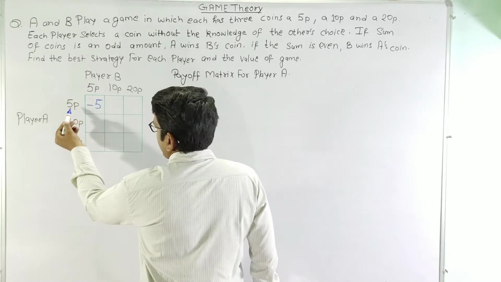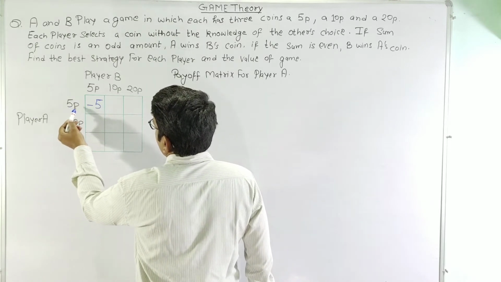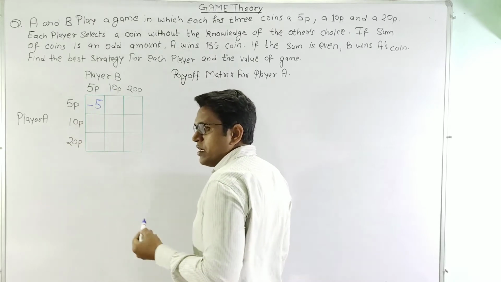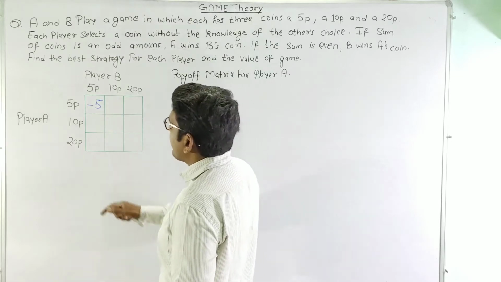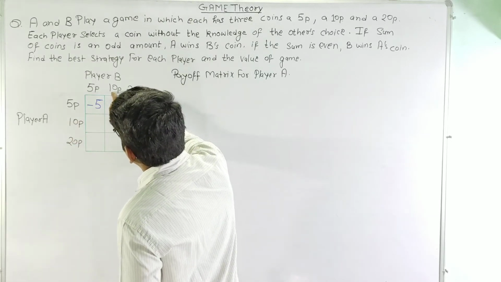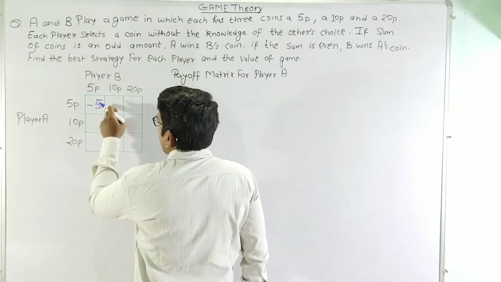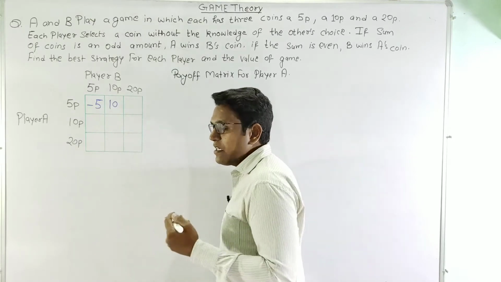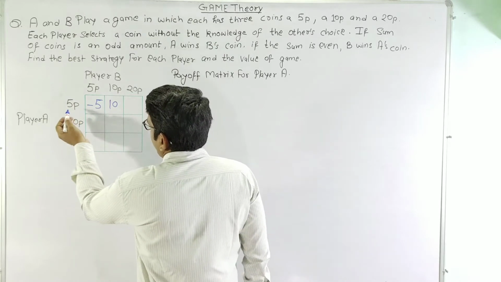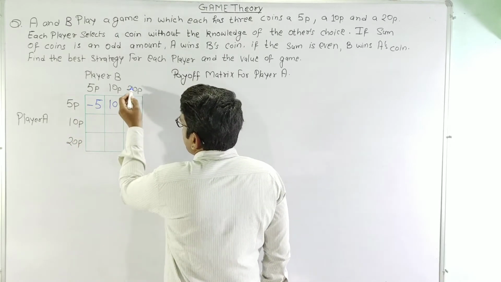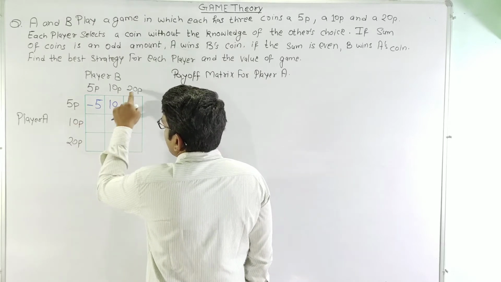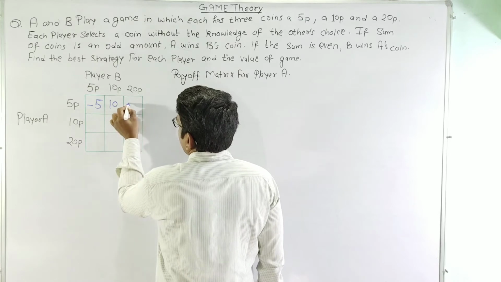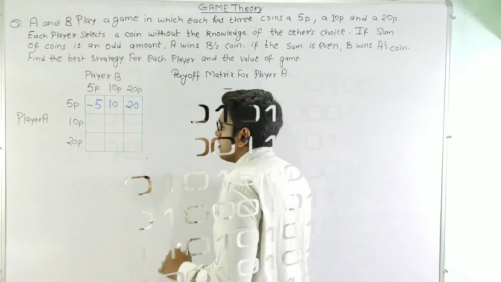Similarly, if A plays a 5 paise coin and B plays a 10 paise coin, the sum is 15, which is odd. So when the sum is odd, player A wins player B's coin. That means here player A wins a 10 paise coin, so player A will gain 10 paise. Similarly, if player A plays 5 paise and player B plays 20 paise, the sum is 25, which is odd. So here player A wins B's coin. That means player A will gain 20 paise.